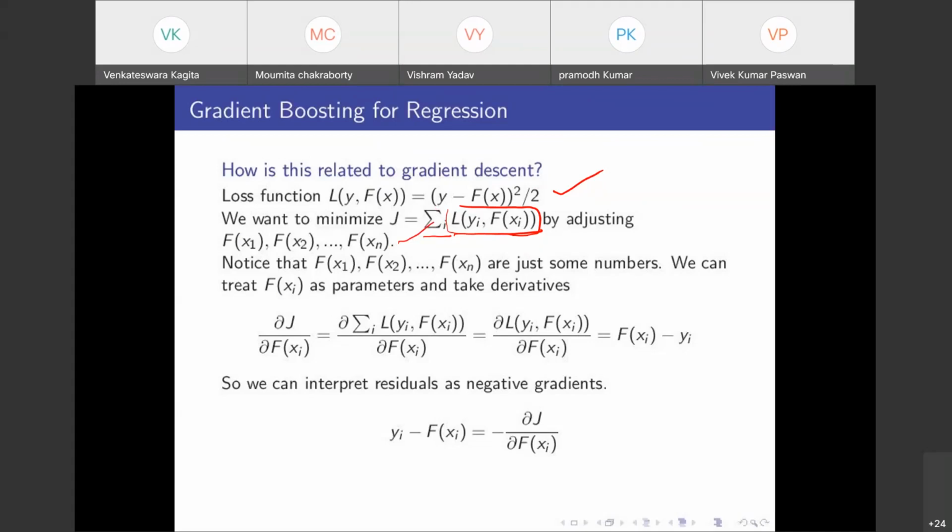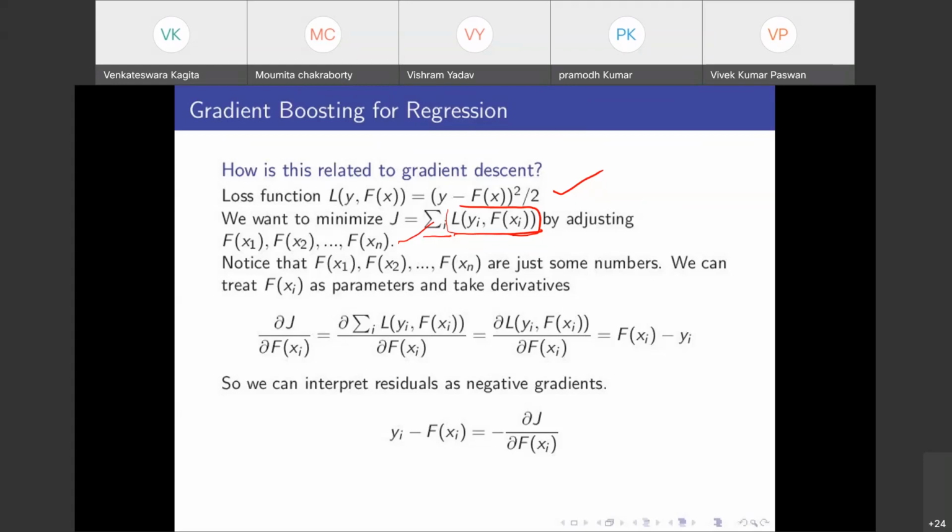We want to adjust f of x1, f of x2, and so on, f of xn. If you take linear regression, what are we adjusting? We are adjusting the parameters of the model: theta naught, theta 1, theta 2, and so on, theta d. But here, we don't want to adjust the parameters. We want to adjust the function. We want to minimize loss by adjusting the function f of x1, f of x2, and so on, f of xn.